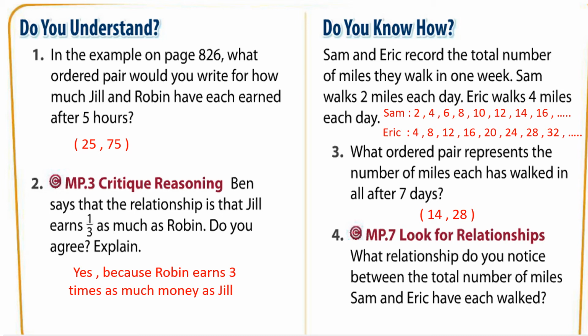Exactly, I can get it easily. If we're subtracting, you will not get the same answer, but with dividing, if you divide 4 by 2, you will get 2. If you divide 8 by 4, you will get 2. 12 by 6 also you will get 2. 16 by 8 also you will get 2. So I can say the relationship between them will be 2 times. So I can say it exactly like that, which is Eric always walks 2 times as many miles as Sam.